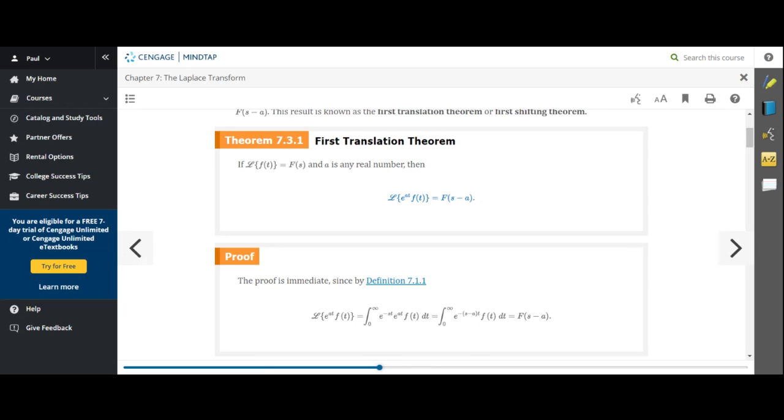So are there any questions on the first translation theorem, on its little proof there?